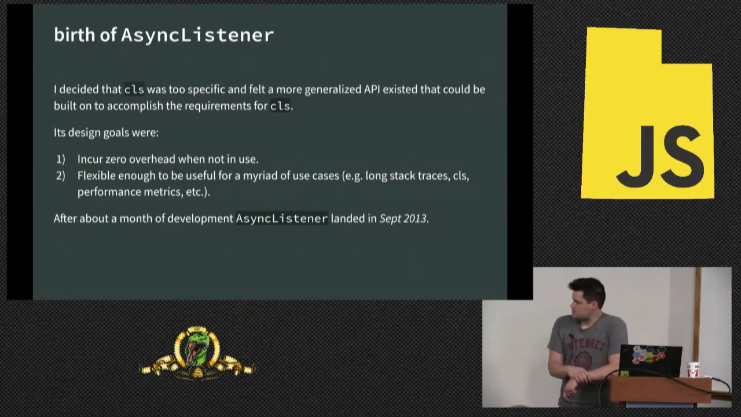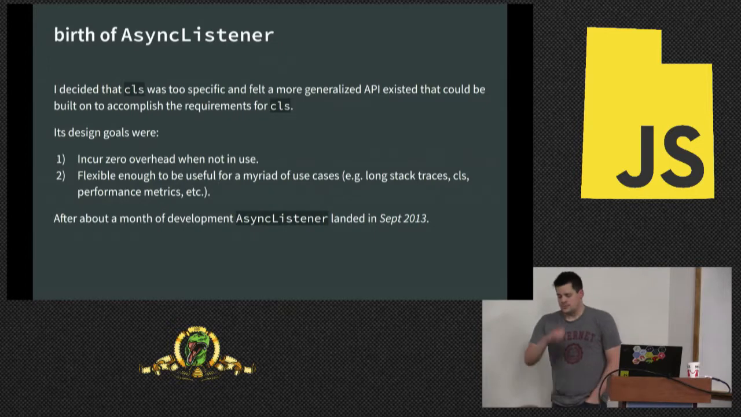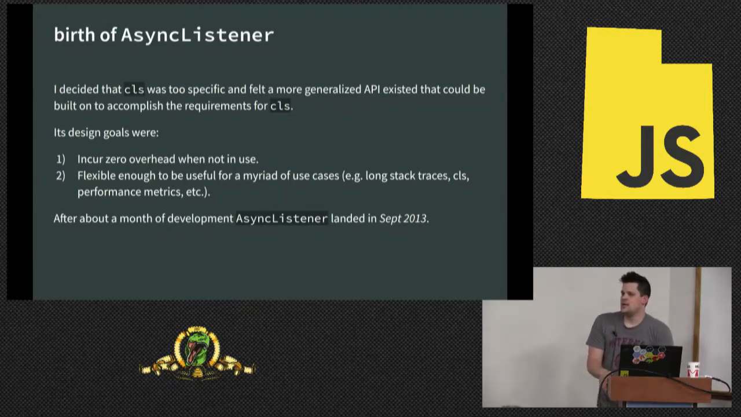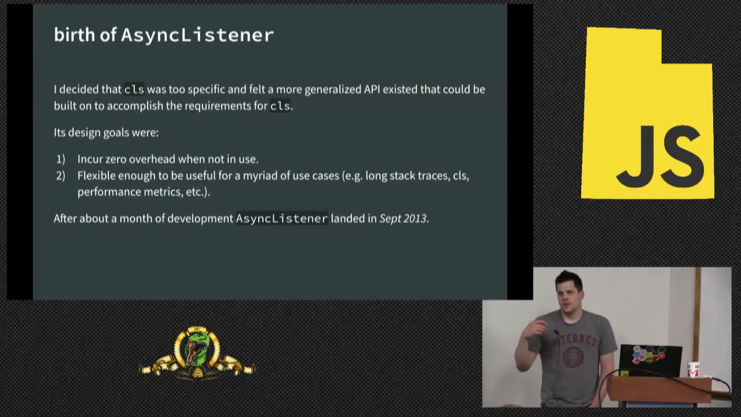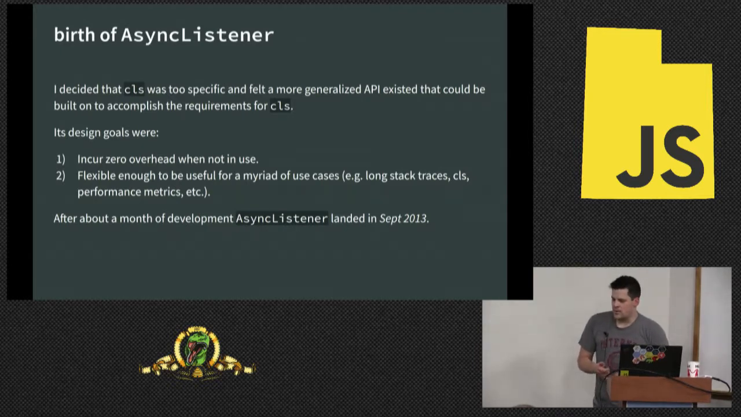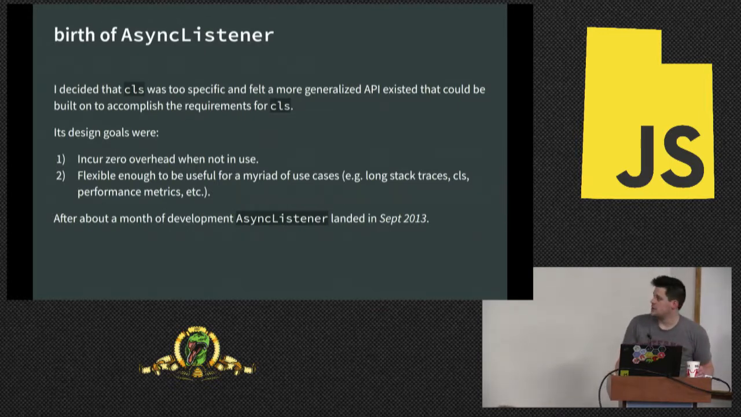There were 2 design goals when I started out. One was to incur no overhead when it wasn't running. And that might sound funny, like, well, you're not using it, why would it incur overhead? Well, as we'll see in a little while, this whole mechanism is tied directly into everything, really. If you do anything asynchronous in Node, you are using this, you are touching this. And so I wanted to make sure that if it wasn't being used, all the extra state and other internals that it had to track wouldn't cause any performance degradation.